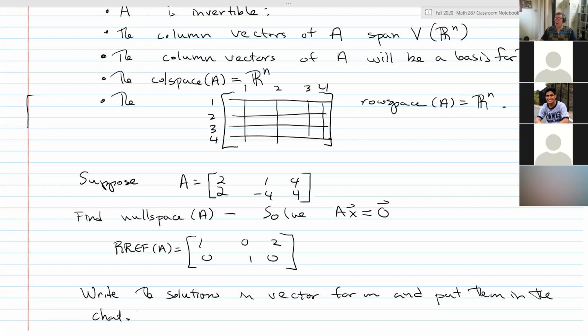Some of you may be thinking, either you're doing it and just typing stuff into the chat, or a couple of you who are like, I forgot how to write the solution to AX equals 0 in vector form. I'm going to need to study that before I take the makeup test on Tuesday. At least it gives you an idea of, oh, I need to study that.